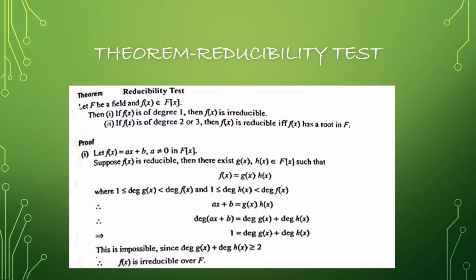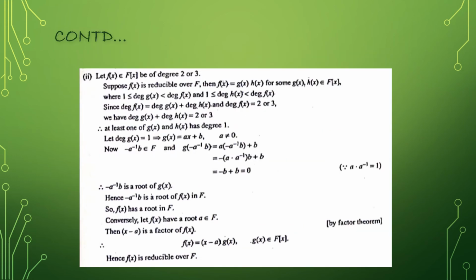So we move on to the next condition. The next condition says that f(x) belonging to F[x] is of degree 2 or 3. So what should be my conclusion? Then f will have a root if and only if f is reducible. So suppose f(x) is reducible over F, then f(x) can be written as g(x) times h(x), for g(x) and h(x) belonging to F[x], with the same condition we discussed earlier: 1 less than or equal to the degree of g(x) less than the degree of f(x), and 1 less than or equal to the degree of h(x) less than the degree of f(x), because they are reducible polynomials.